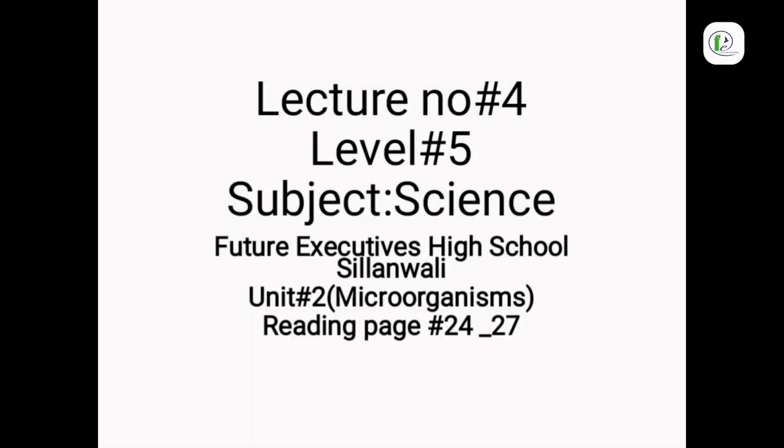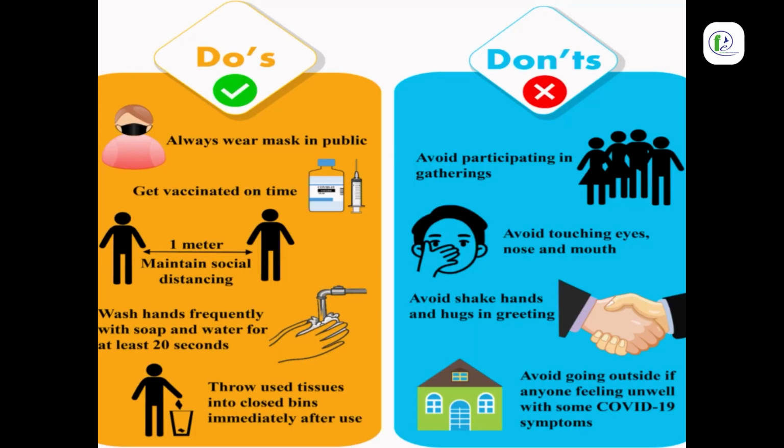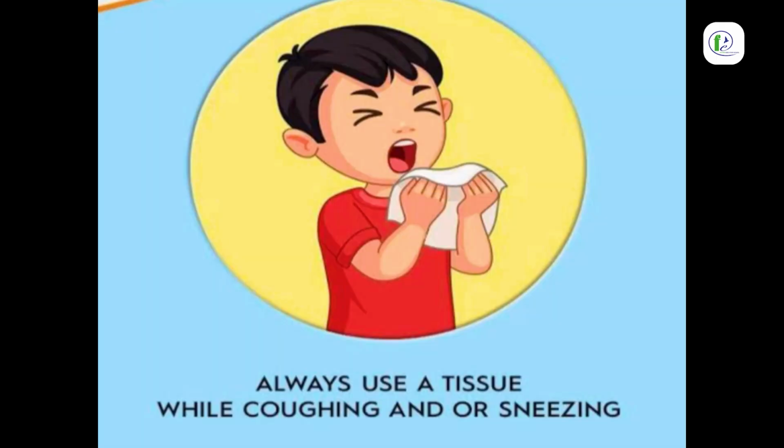Hope you all are fine. Today is our fourth online lecture of Unit 2, Microorganisms, from reading page 24 to 27. The topic is how to prevent the spread of communicable diseases. We should always be aware and follow these steps to prevent ourselves from getting infected by communicable diseases. Now move to the next slide.